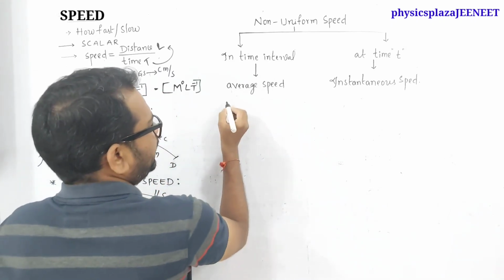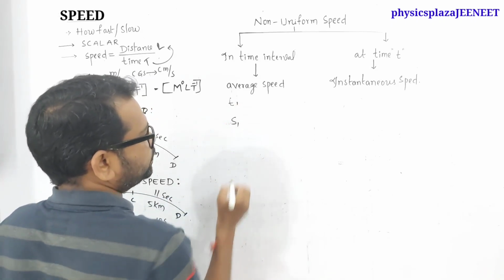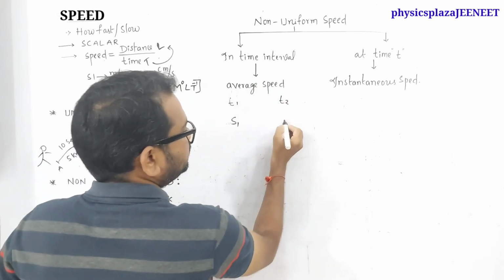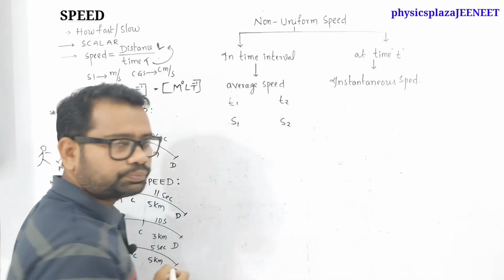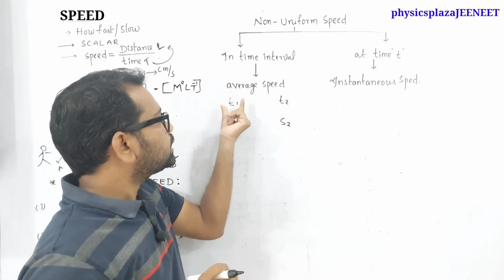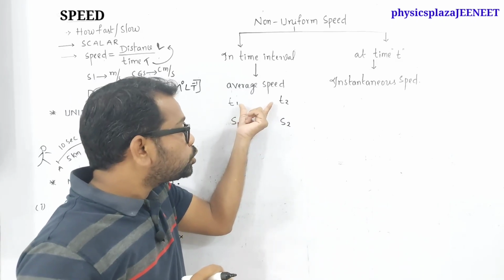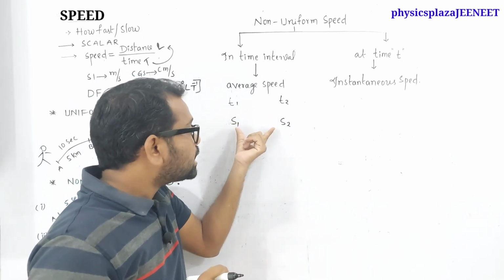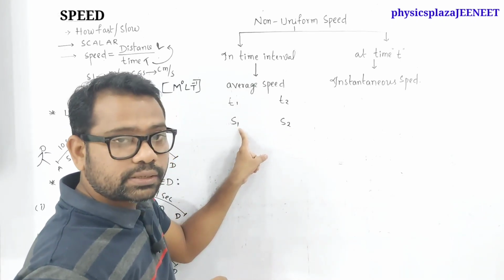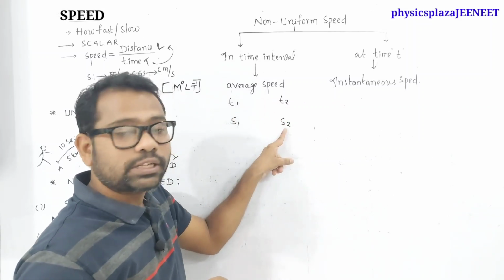Suppose, children, at a time t1 the body is at a distance s1. After some time, let us say at time t2, the distance covered is s2. So between these two times, t1 and t2, there will be some interval. In between these two time intervals, it is covering some distance. So there will be a change in the distance with respect to time. As time is changing, there is a change in the distance also.